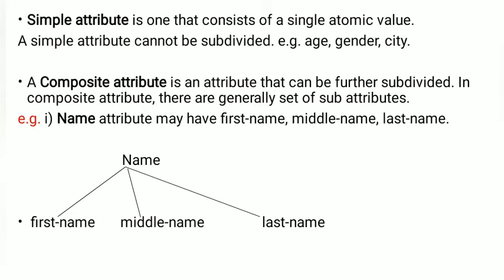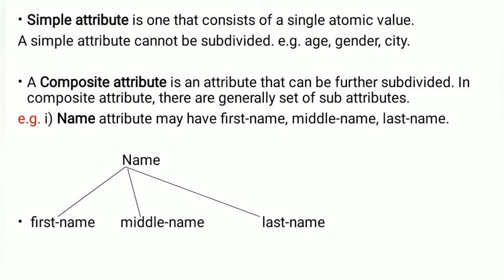The name is subdivided into 3 sub-attributes, that is called a composite attribute. Next one is single value attribute. It can have only a single value. For example, a person can have only one date of birth or age.